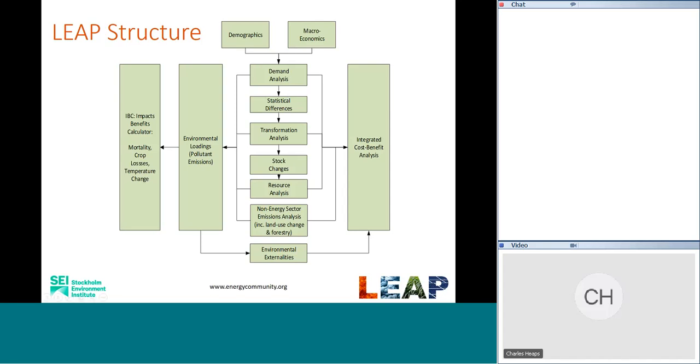The next most important box is this transformation analysis. That's where you look at how you produce that energy. So how are you going to produce the final consumption that you're consuming up here in your demand analysis? So there you'd think about things like electric generation, oil refining, how you're converting primary fuels into the final fuels that your various sectors consume.